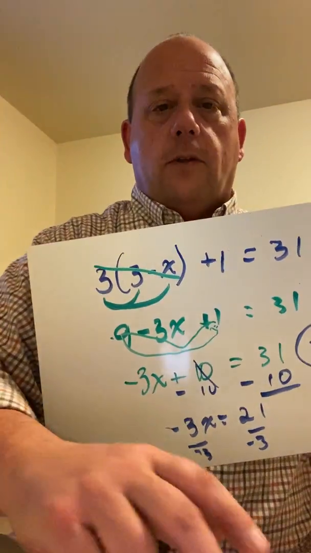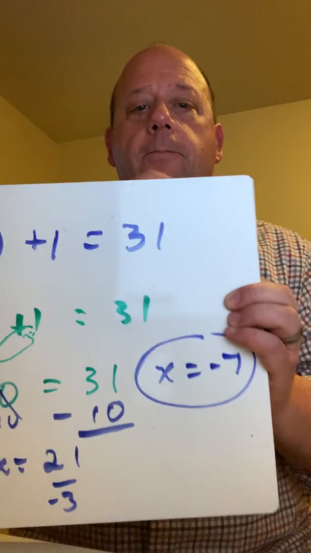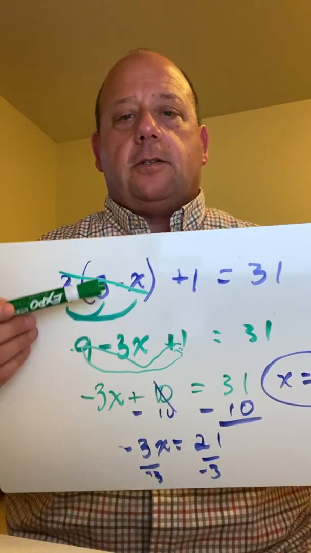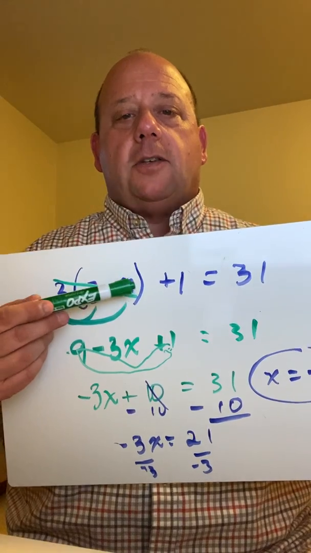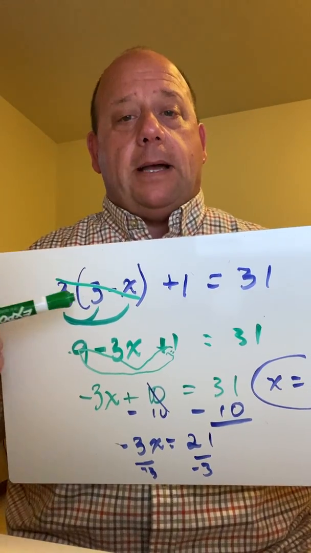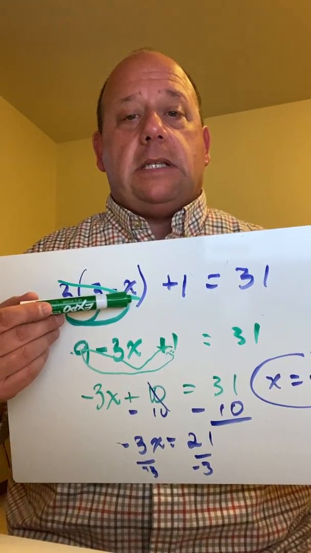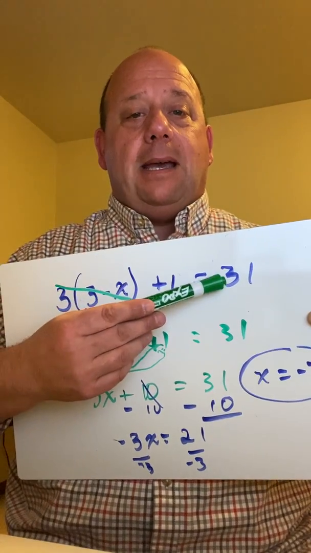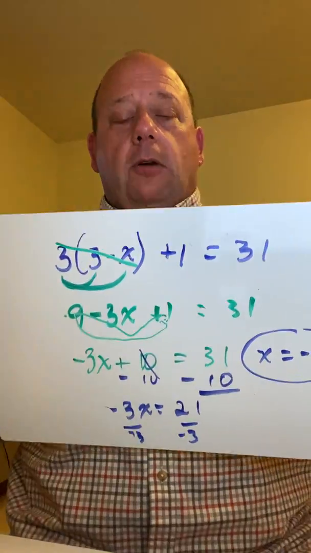How do I know that I did it right? Take the negative 7, put it in for the x. 3 minus a negative 7. Double negative turns into a positive. 3 plus 7 is 10. 3 times 10 is 30. 30 plus 1, yay! 31. Did it right. Okay?